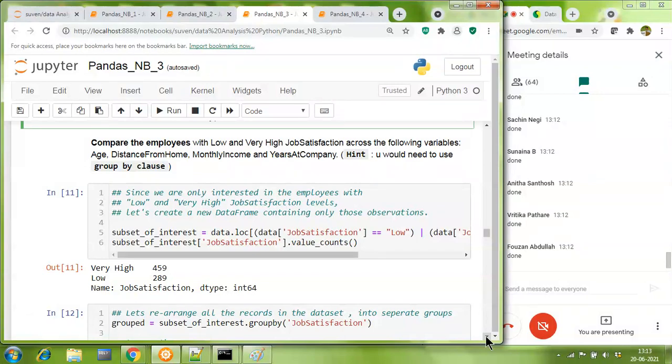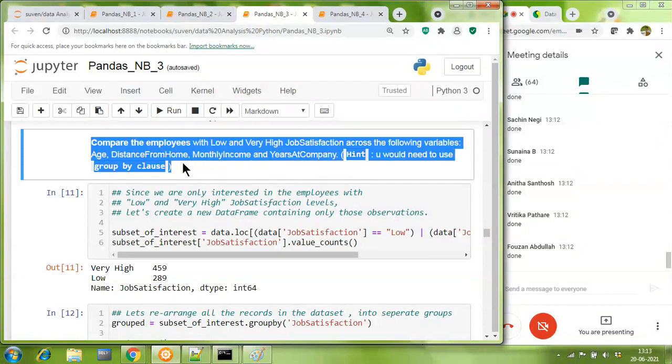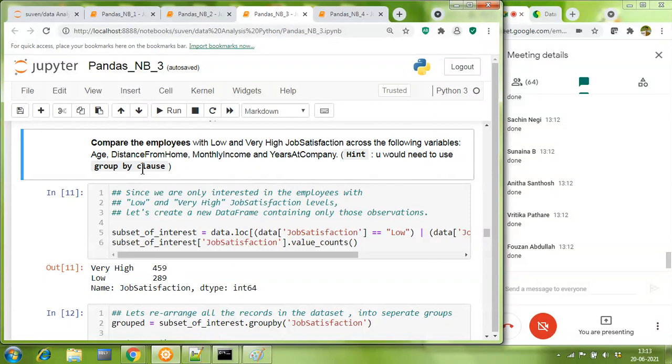Okay, so who from your side would be willing to come ahead to read this particular question? I just want you to read the question, and probably if you can tell me why I have given this hint of using the group by clause, I'll be very happy. Who would like to come forward? Please, many can. Who wishes to come forward? Say I will on the chat.